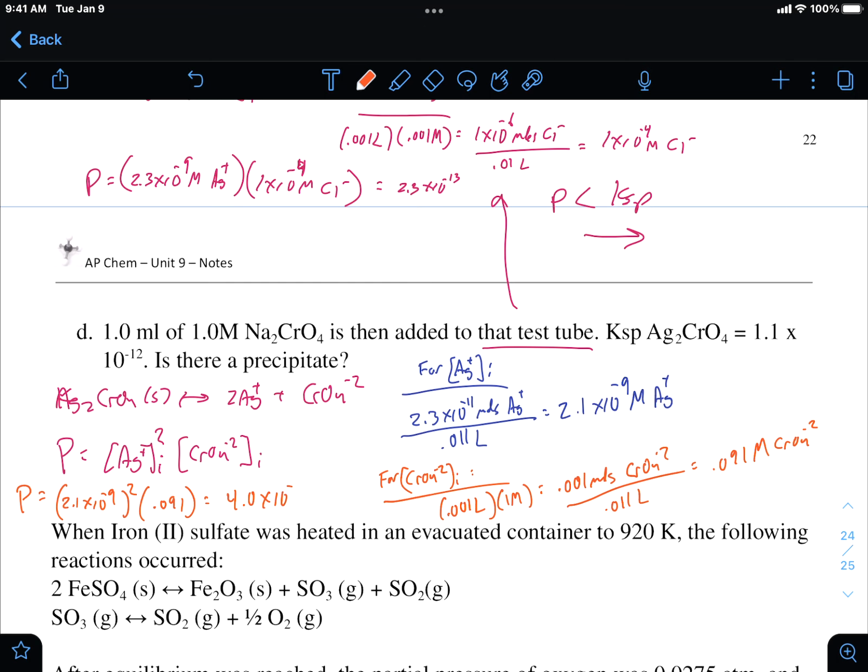All right, the value for P, 4.0 times 10 to the negative 19th. How does that compare to the KSP? A lot smaller. Yeah, nothing's going to happen. There's no precipitate. This reaction is going to go forward. Okay. All right, so that's enough of that for now.